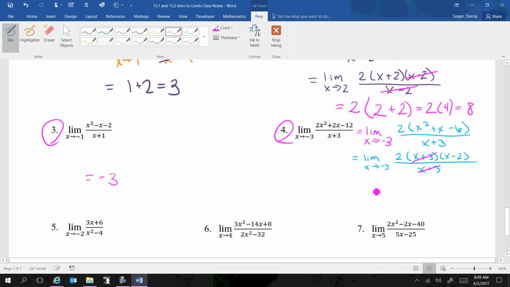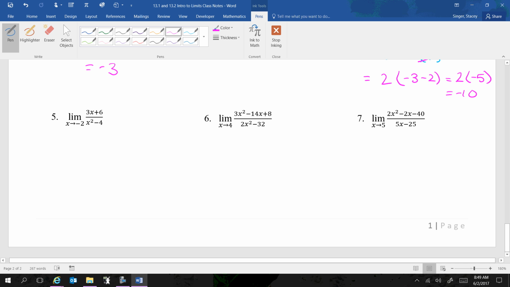So now, since I can actually plug in, now I don't have to write the limit. So 2 is still there. And then I got x minus 2, which would become what? Negative 3 minus 2, which becomes 2 times negative 5, which gives me negative 10. Did you find your mistake? Okay.